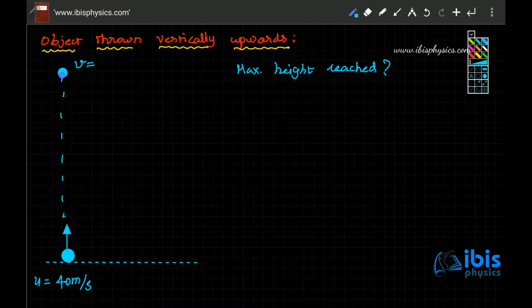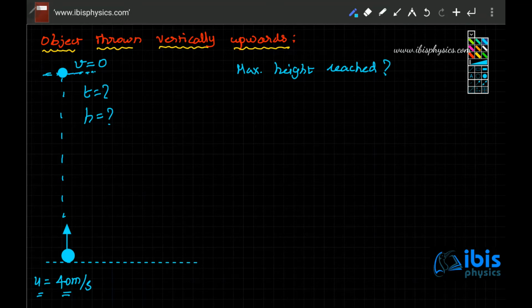Suppose you want to find only the maximum height. Here itself you close the problem, because you want to find the height. At this point, velocity is 0. When you throw the object you give it a velocity, let us say 40, and at the highest point its velocity becomes 0. We don't know the time taken to reach this point, but we also want to calculate the height it reaches. So what we know is only u and v.